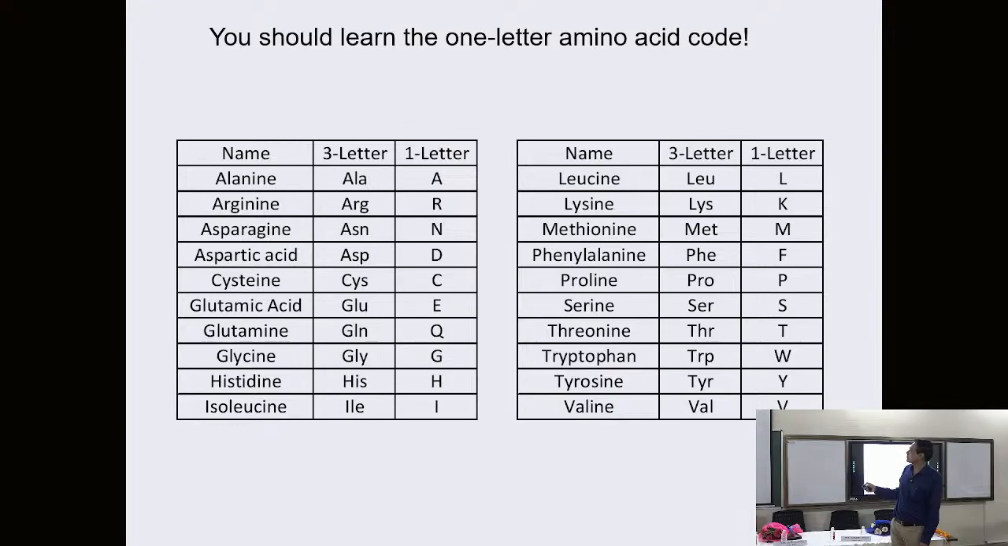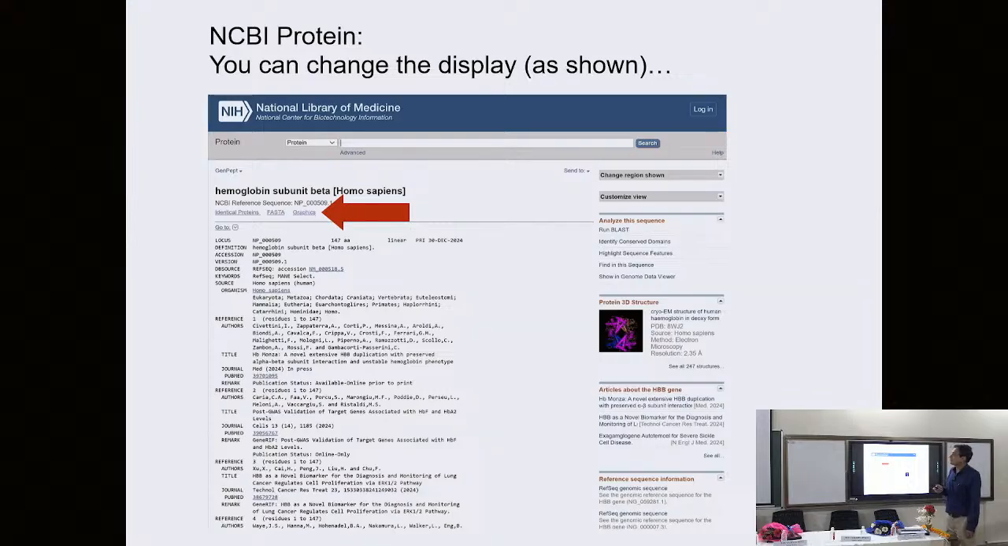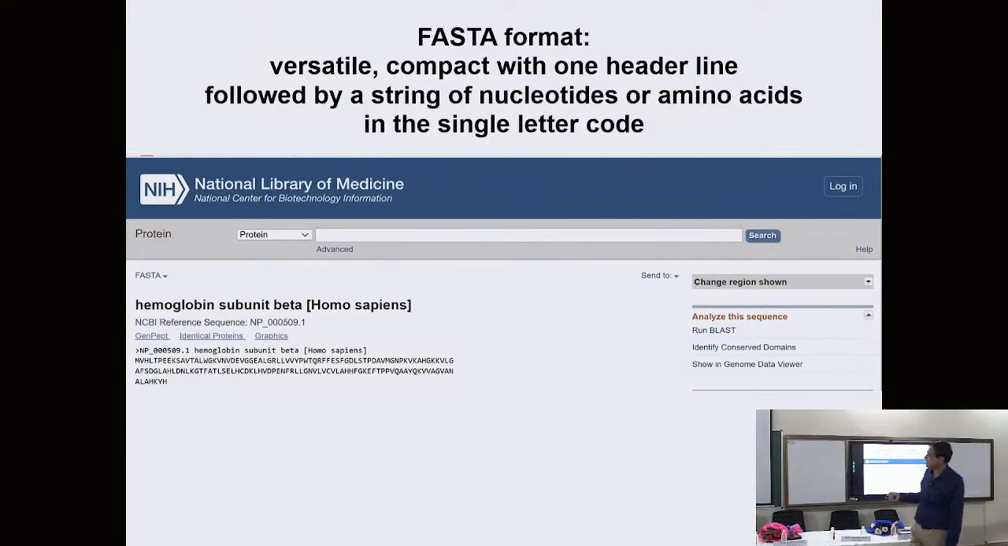I think you should learn the one-letter amino acid code. There is a three-letter code, and there is a one-letter code. You don't have to remember this, you can use this table, but when you work on proteins, you will start remembering many of these one-letter or three-letter codes. If you don't, don't worry, you can use this table. We were discussing FASTA, so click on FASTA, and here is the FASTA sequence of beta globin.